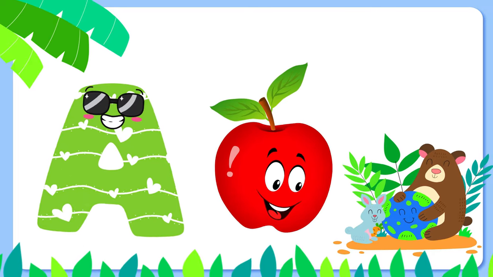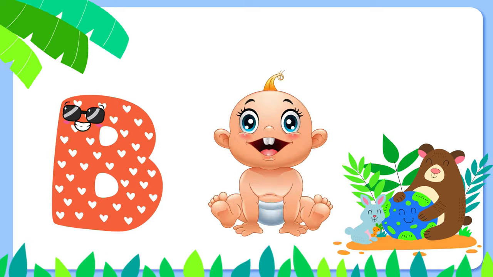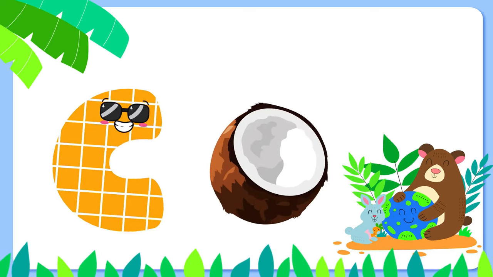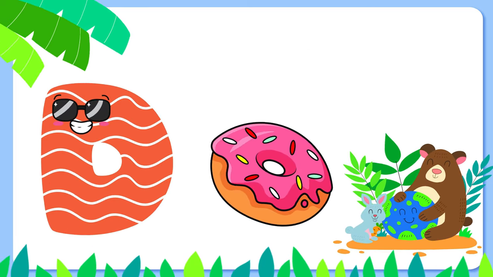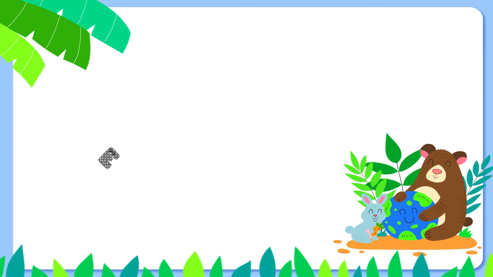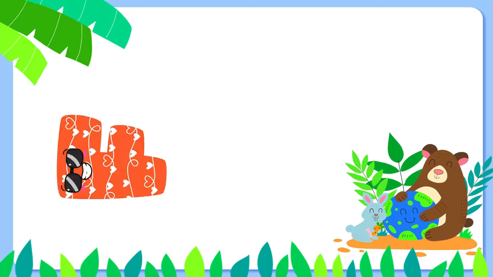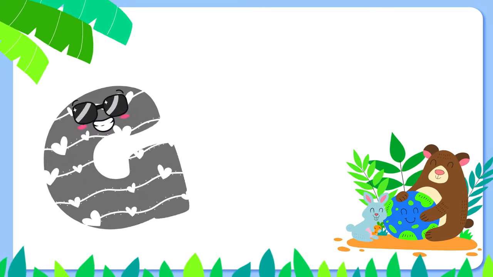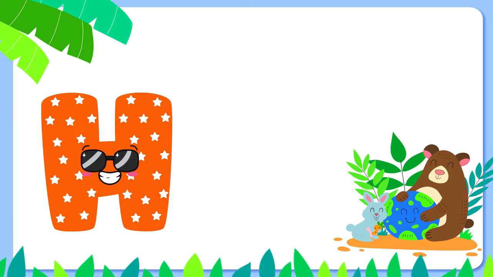A is for apple. Apple. B is for baby. Baby. C is for coconut. Coconut. D is for donut. Donut. E is for elephant. Elephant. F is for fairy. Fairy. G is for gorilla. Gorilla. H is for head.